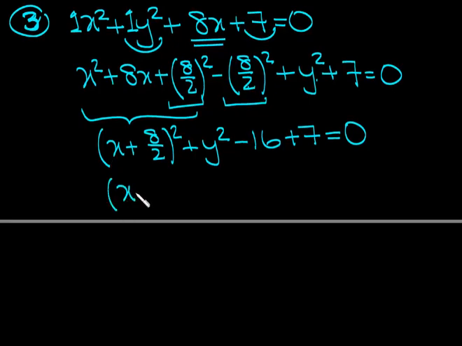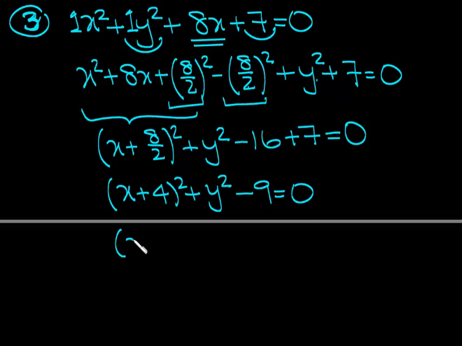Now I have one last step. 8 over 2 is 4. So you get x plus 4 squared plus y squared minus 9 is equal to 0. And I'll just move that 9 over to the right hand side, because that's what we need to do to make it look like the standard form.